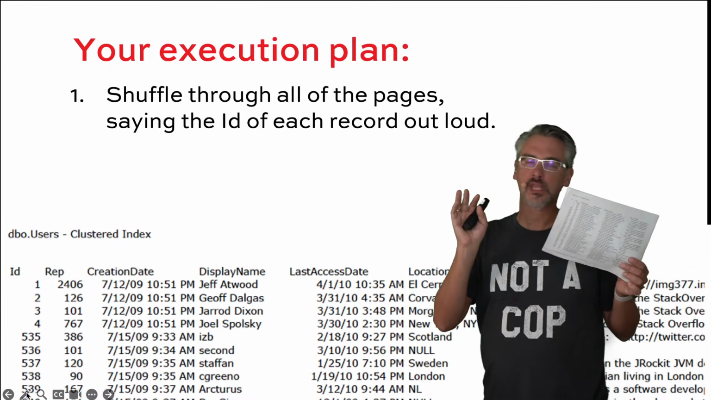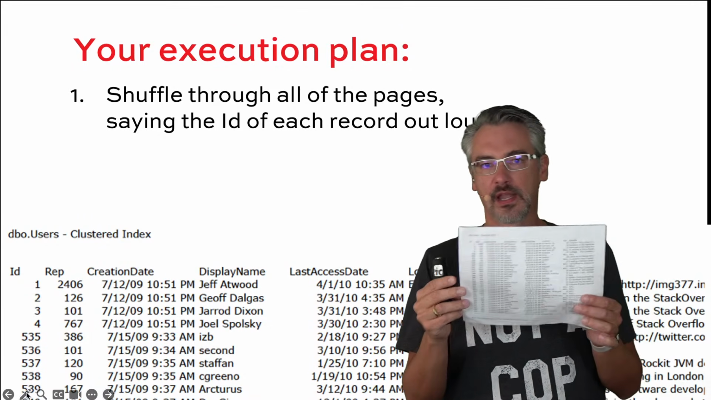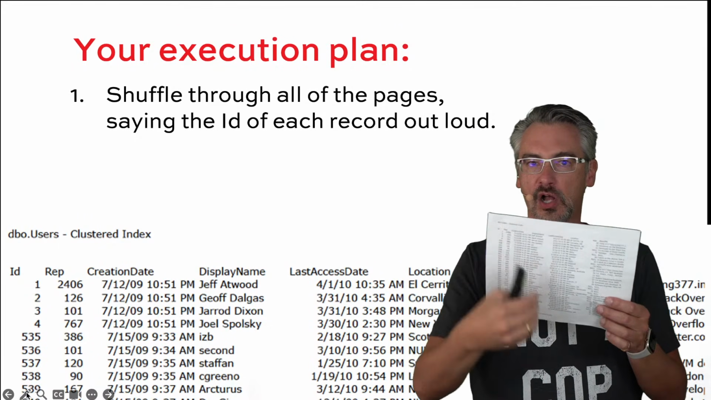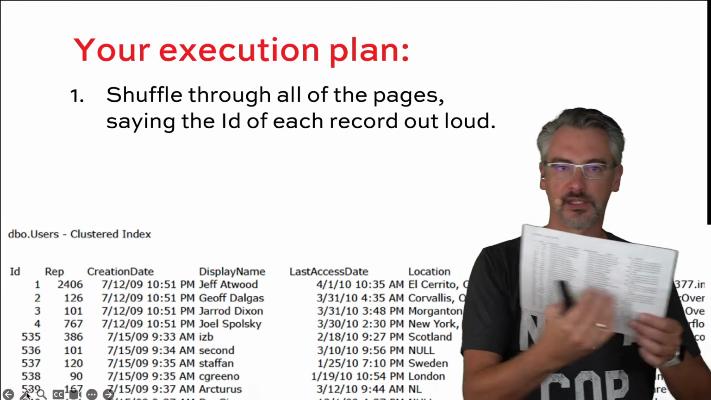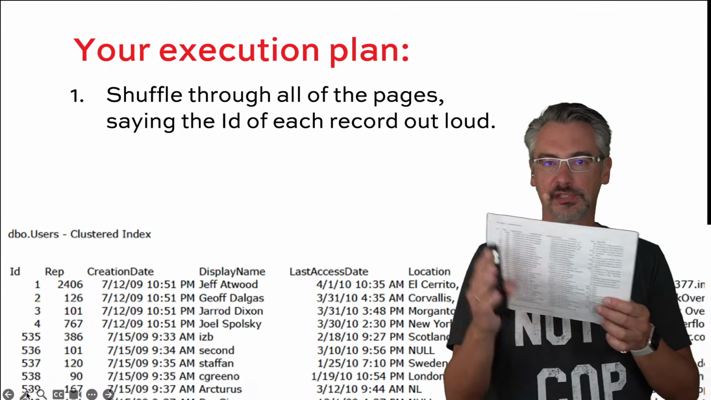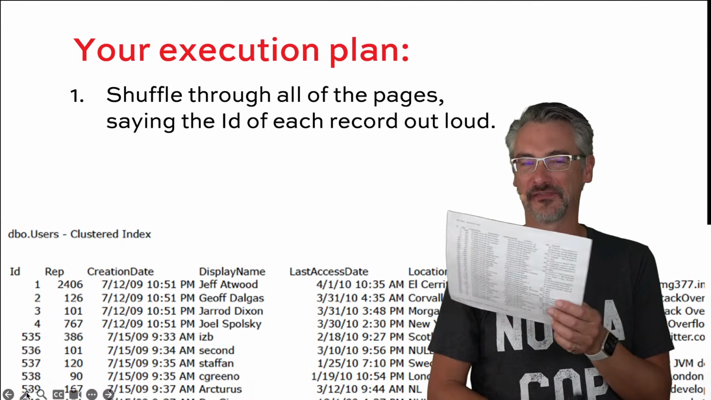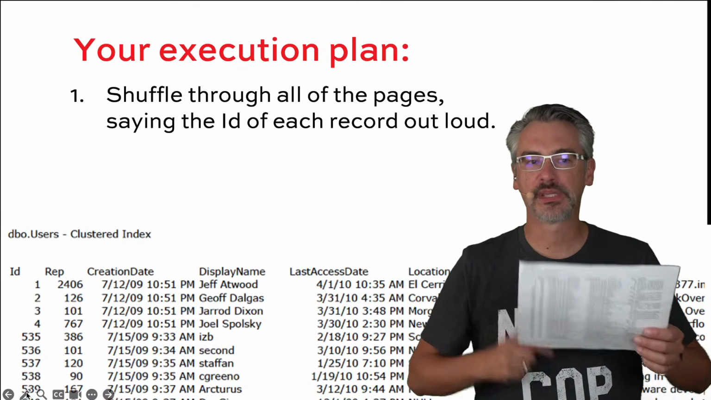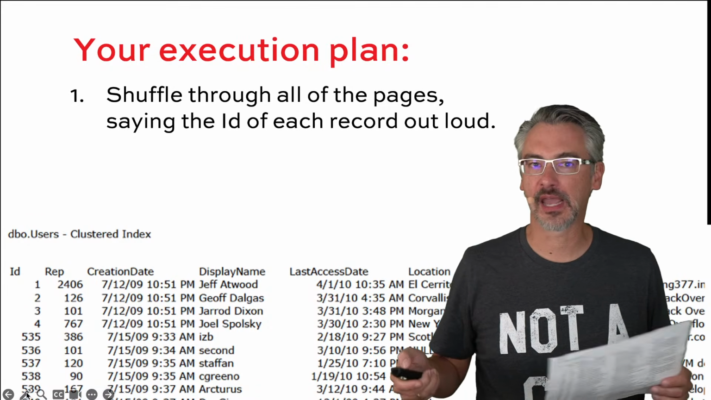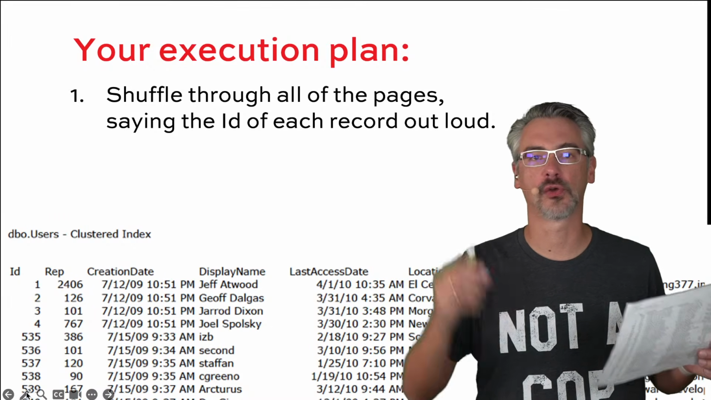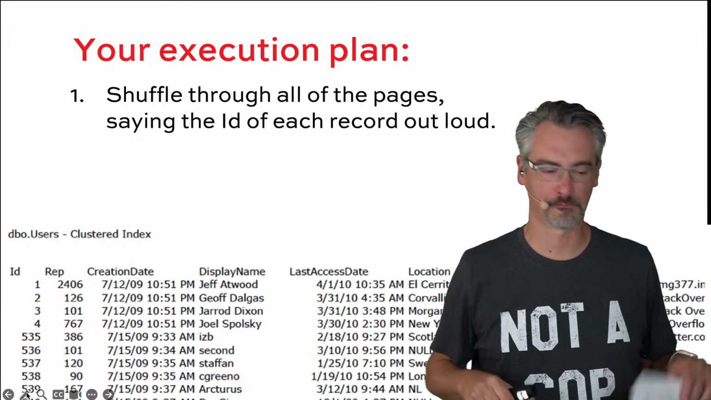Now, to be perfectly fair, in a real 8K page, the data's not all lined up in columns. It's kind of zigzaggedy over here, because it's not all exactly the length of a piece of paper. But the idea is that we're going to scan from one side of the index to the other, and we're just going to say the IDs out loud.